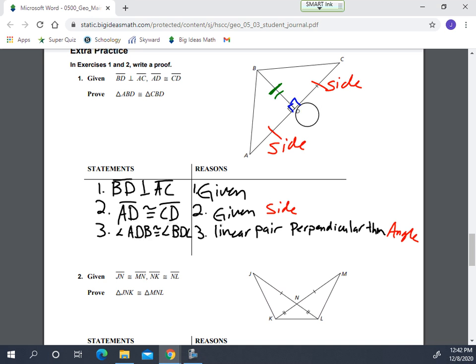Let me erase this so I can see my letter. It's D. Okay? So BD, can't we say that BD is congruent to BD? And what property is that called? When something equals itself, it's called the reflexive property.